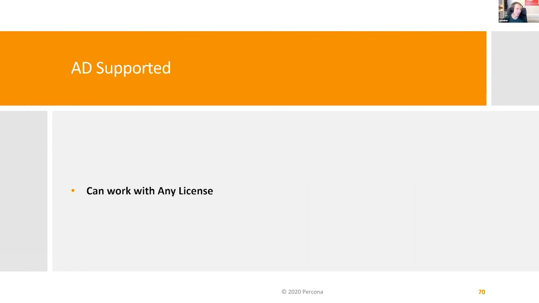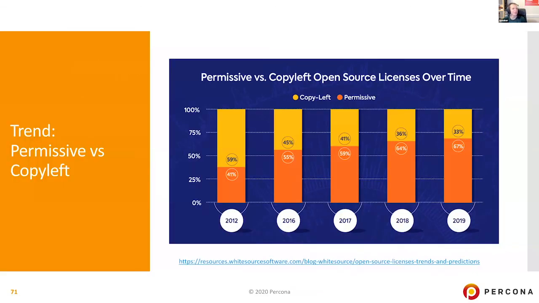ID support in general can work with any license. I think what you just need to be mindful of in this case, right, is that if you become too mean, then people can exercise their right to fork and ship your packages with your ads removed. I would say be careful with that.